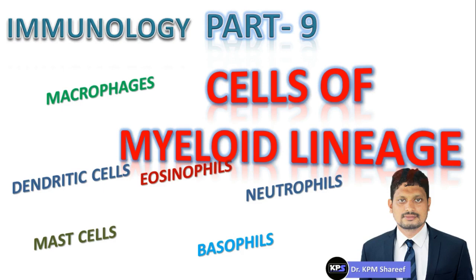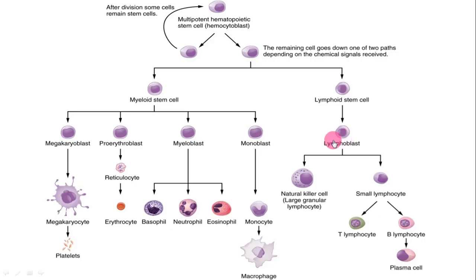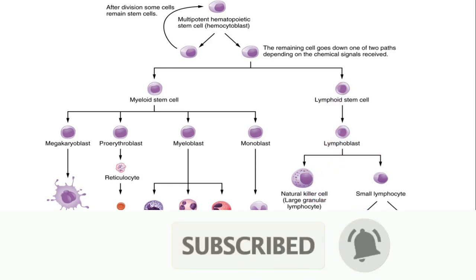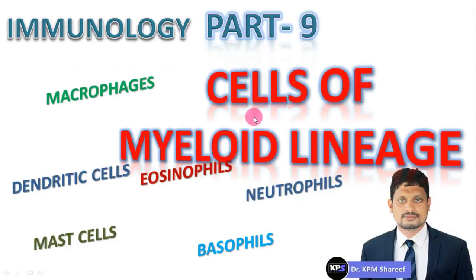In the last few episodes, we have been talking about the cells of the immune system, in which we already covered the cells of the lymphoid lineage. We discussed the cells in the lymphoid lineage, that is the NK cells, T cells and B cells. And in today's episode, I would like to talk about the cells of myeloid lineage. So let us go to the topic.